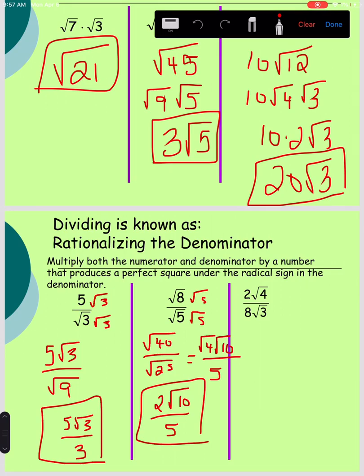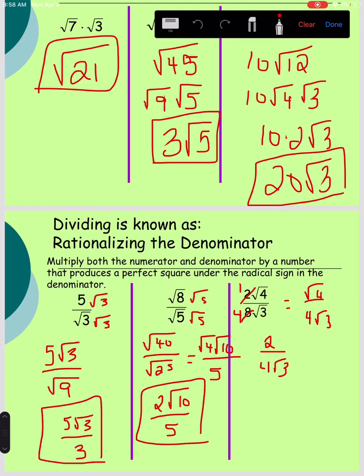The next one, 2 radical 4 over 8 radical 3. I want to simplify this before I just start trying to rationalize the denominator. First off, if I just look at the numbers outside of the radical, I have a 2 over 8. 2 over 8 I can simplify each by 2 and make it 1 and 4. So I really have 1 times the square root of 4 over 4 radical 3. Well, also the square root of 4 is a perfect square. The square root of 4 is 2. So really I have 2 over 4 radical 3.